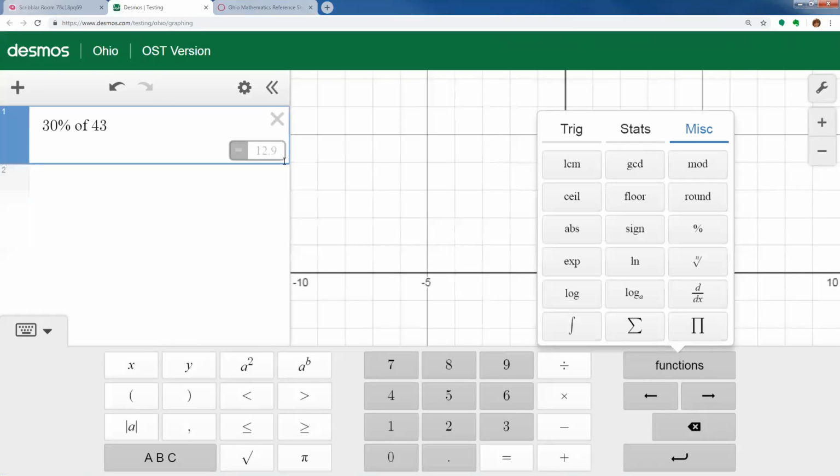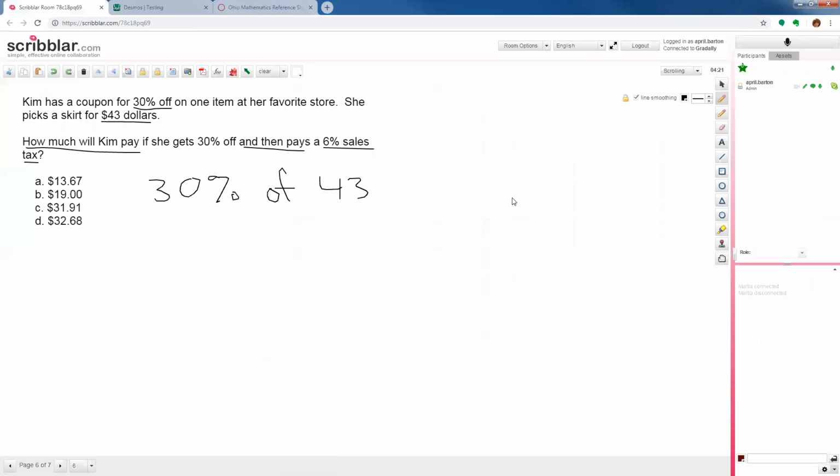So $12.90 is how much you take off the price. That is not your new price. It's how much taken off. So how can we actually get the new price?